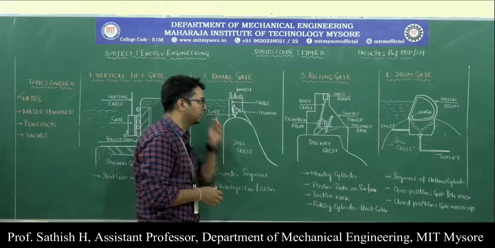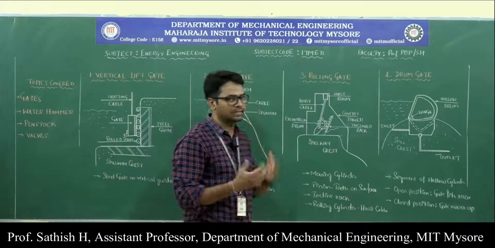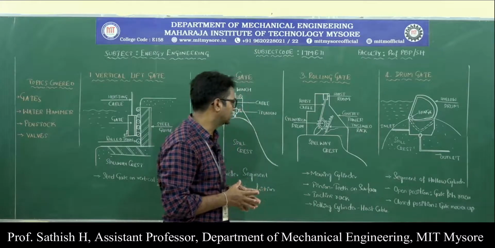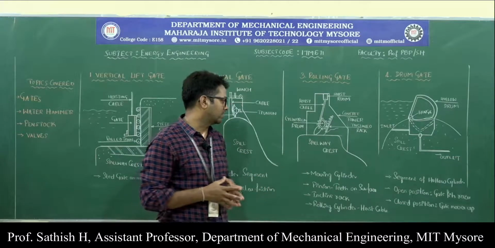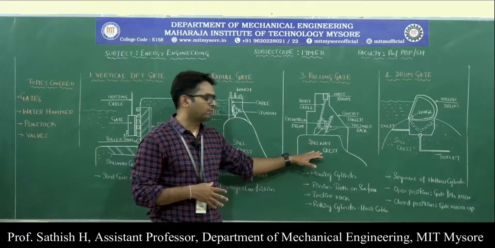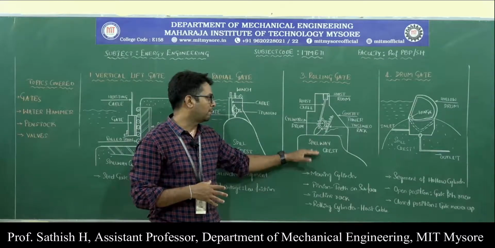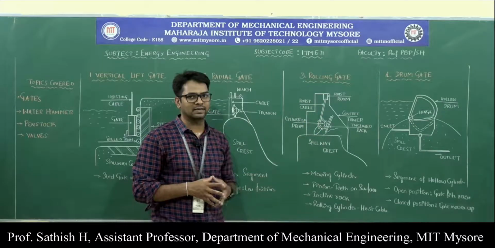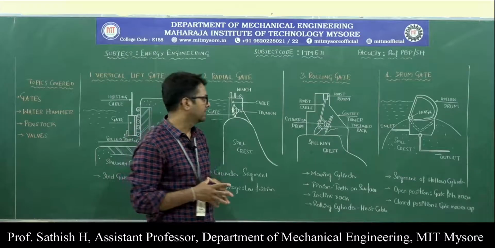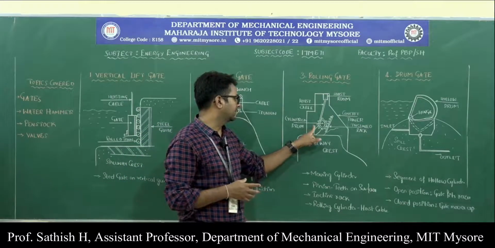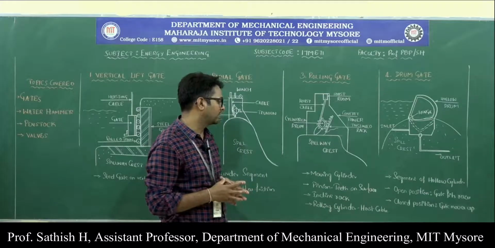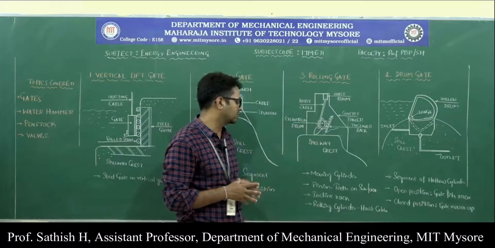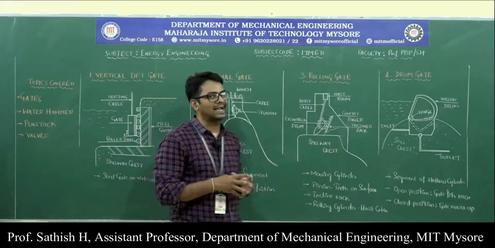So next, coming to a rolling gate. This is the third type of gate that we are going to discuss. What are the different components of this rolling gate? Of course, we have a spillway crest upon which this rolling gate is constructed. We have a cylindrical drum, which is a moving cylinder actually, and which acts like a pinion.